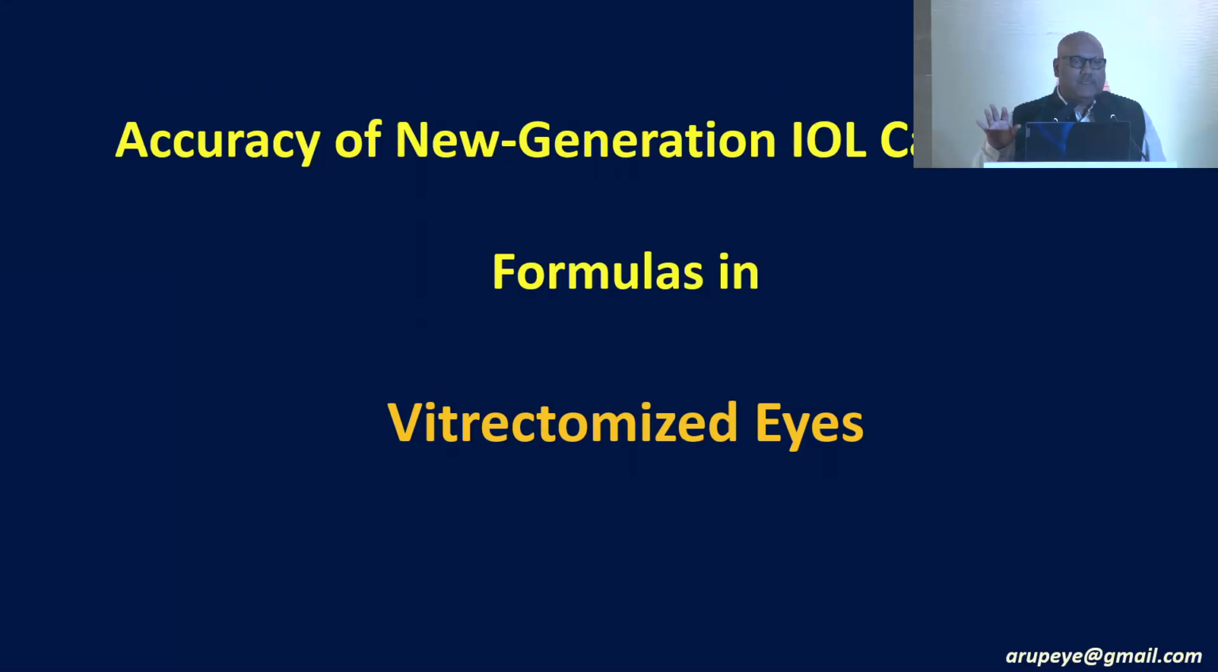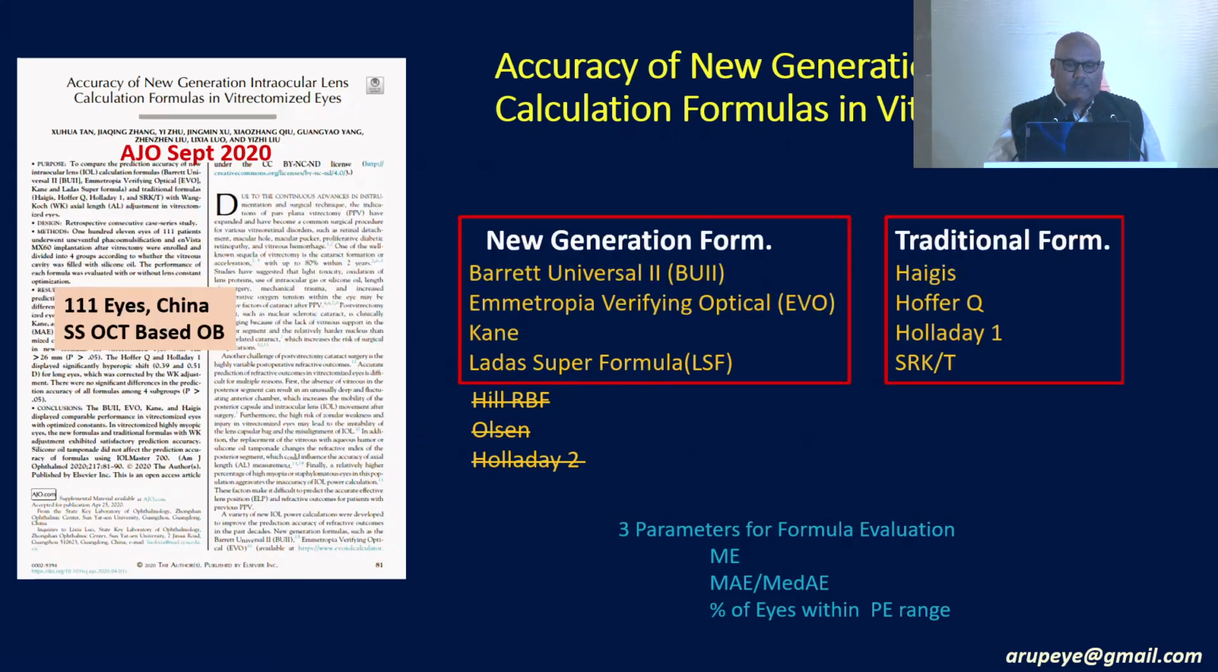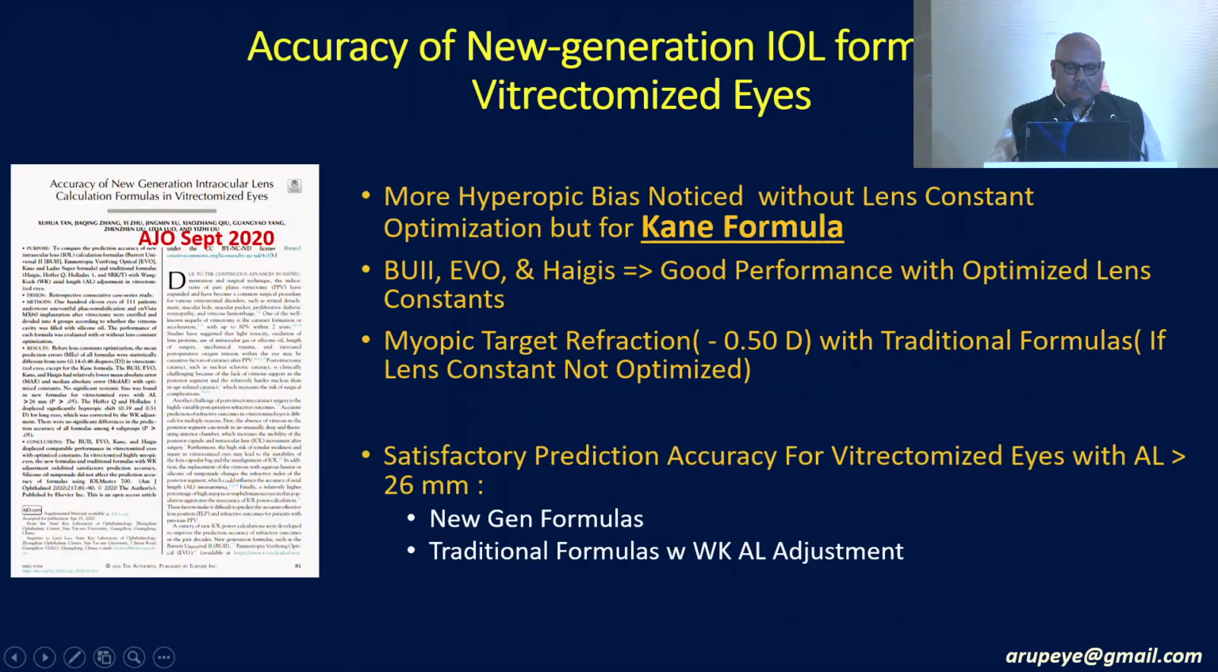So postoperatively, it is really necessary for us to give a very accurate and precise postoperative outcome for these patients. So each and every aspect of your calculation exercise is important. Now, if you are performing phacoemulsification in patients who have undergone a vitrectomy, this particular study compared the newer formulas and the traditional formulas, and found that the traditional formulas do well if you have done a Wang-Koch adjustment for the axial length, and the newer formulas also do pretty well.